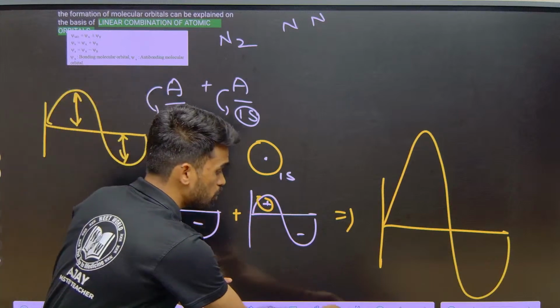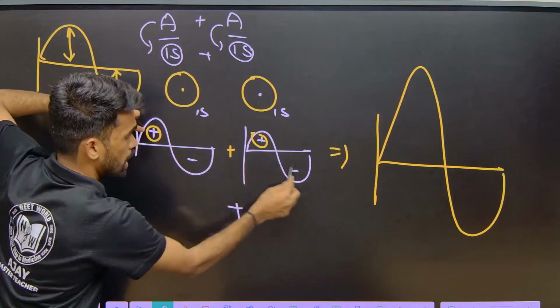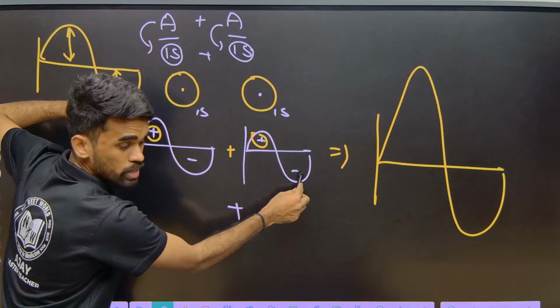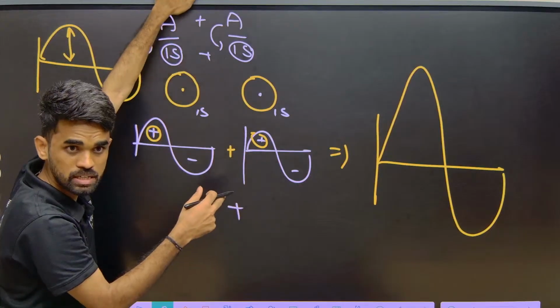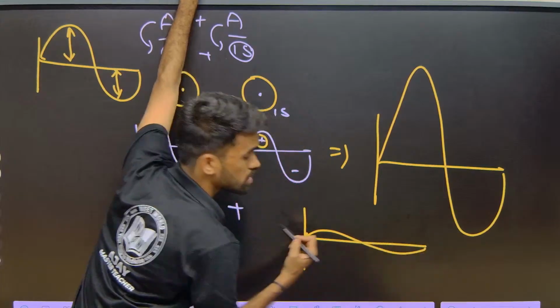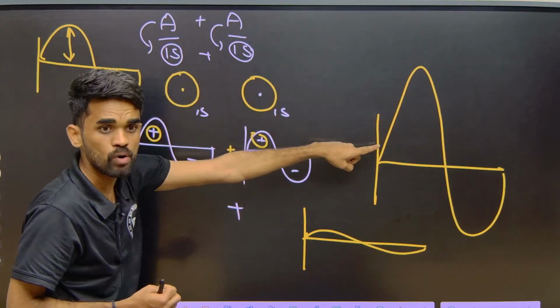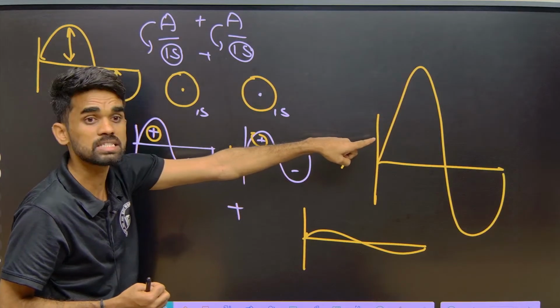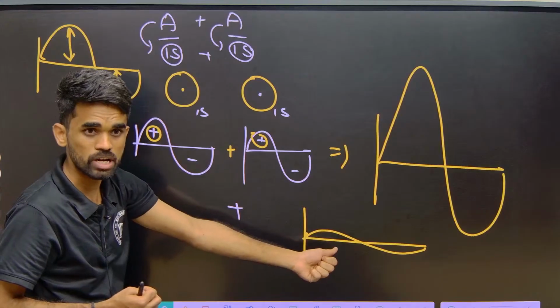Okay. Now another possibility is this positive one and this negative one. So see, positive and negative means they will cancel out each other. So what about the resultant amplitude? That will be almost 0. It will become almost 0. Okay. So this kind of overlapping will be called constructive interference. What is that? This will be destructive interference.